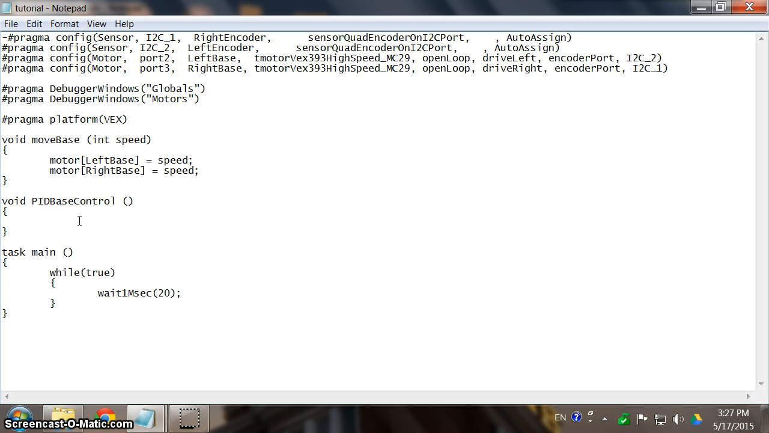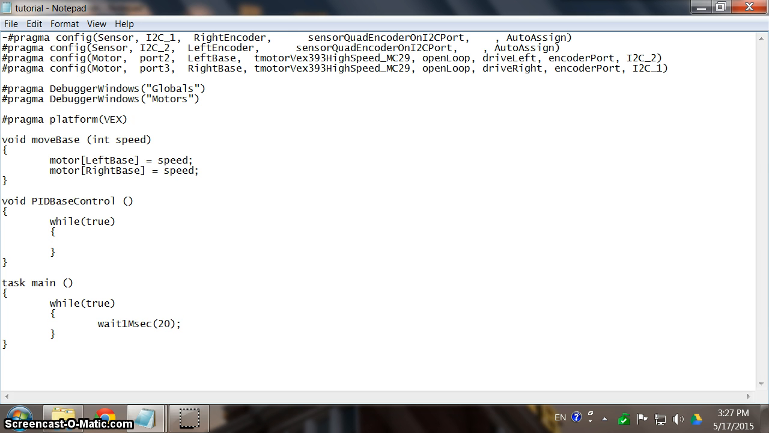So first, in the PID base control, I will just set up a while loop because we always need a loop to constantly update values. Right now I'm just going to put true, and it's just a loop. For the wait time, I will use 40 milliseconds, just to get some decent resolution for the derivative, which I will explain later in the derivative video. So let's go wait 40 milliseconds. Sounds about right.